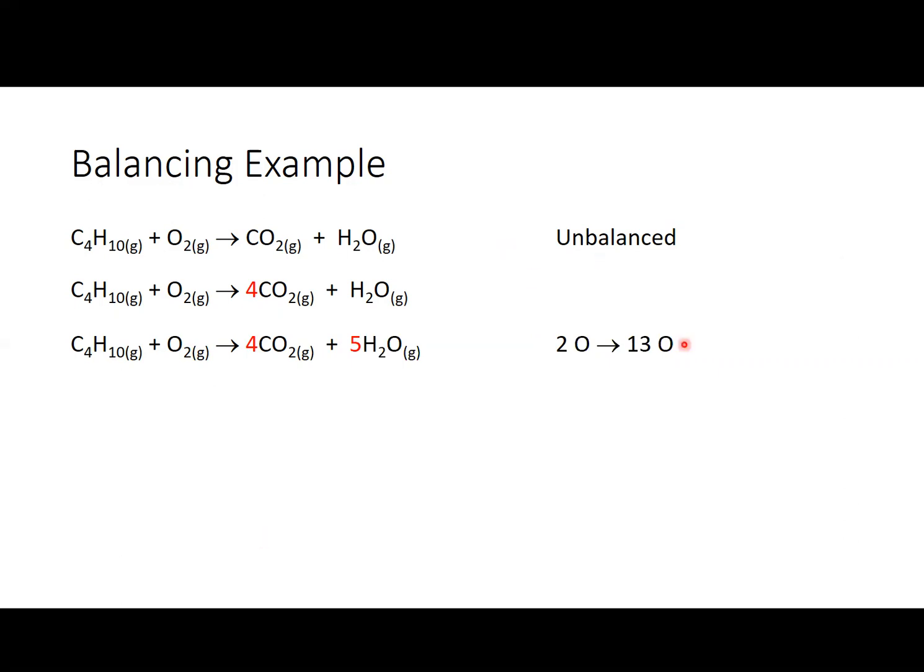All right, so again, I've got 13 oxygens on this side, and only 2 on this side, and trying to make an odd and an even thing balance is a little bit tricky. So I'm going to put in 13 halves. 13 over 2 times 2 is 13. This is balanced.